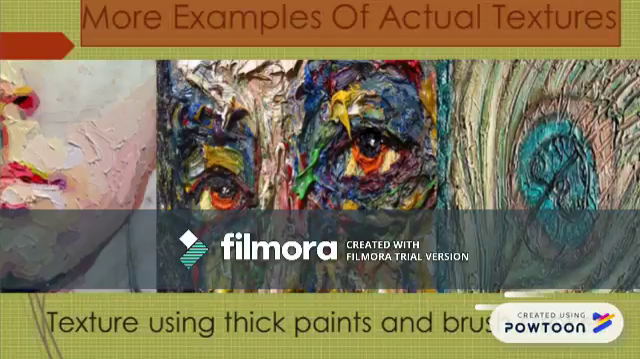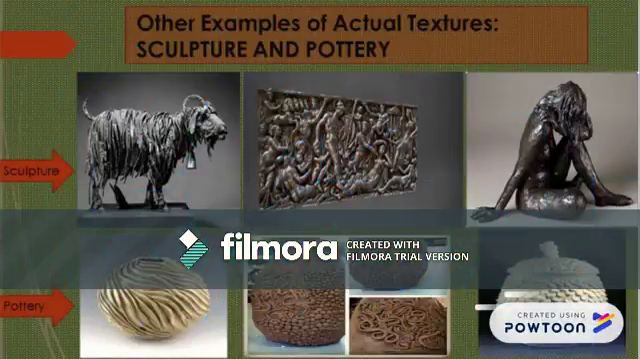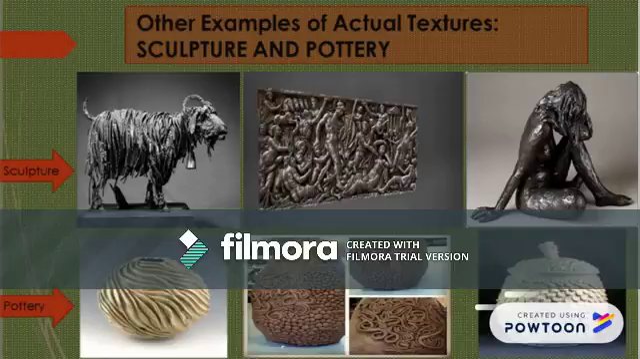The actual texture can be seen and also felt by touch. Sculptures and potteries also are categorized as actual texture because it is three-dimensional and their surface quality are tangible and tactile.